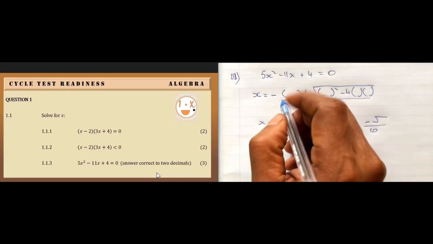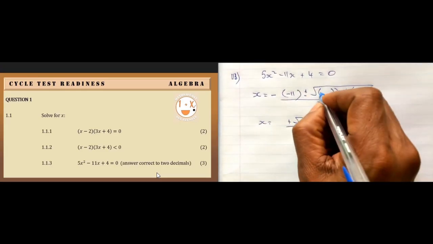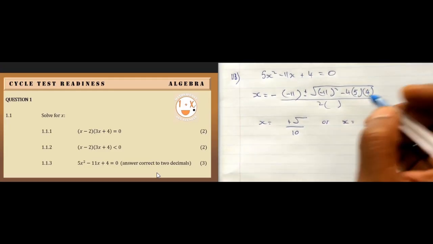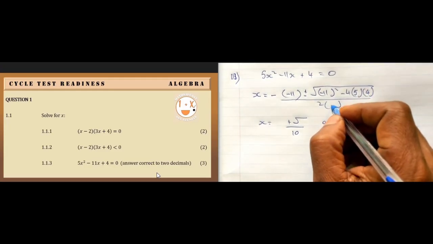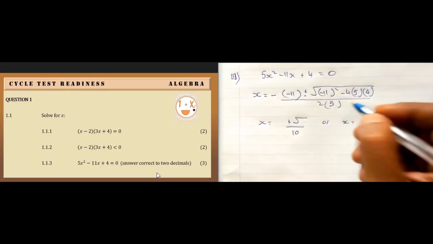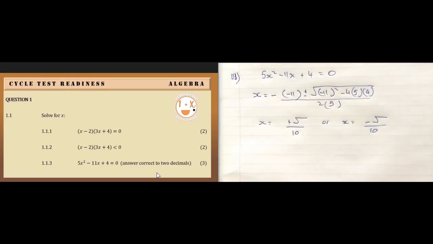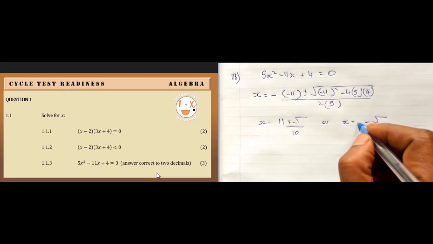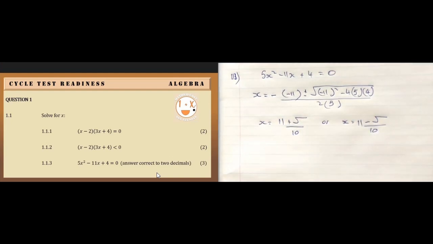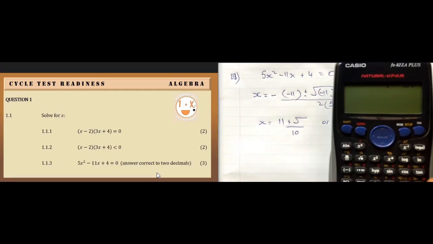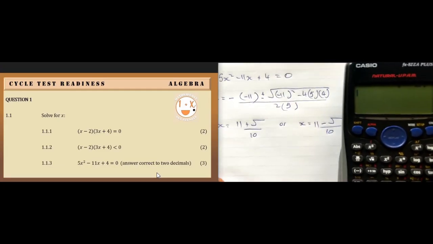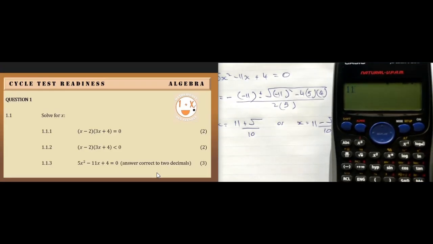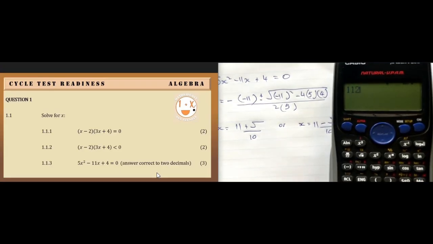Then, what is my b? Negative 11, a is 5, c is 4. What is 2a, isn't it? Which is 5. So, what can you do without a calculator? My 11, I can also do the 11 there. So all I do now in the calculator is just to worry about this part. So my 11, I know it's going to be positive in any event, isn't it?